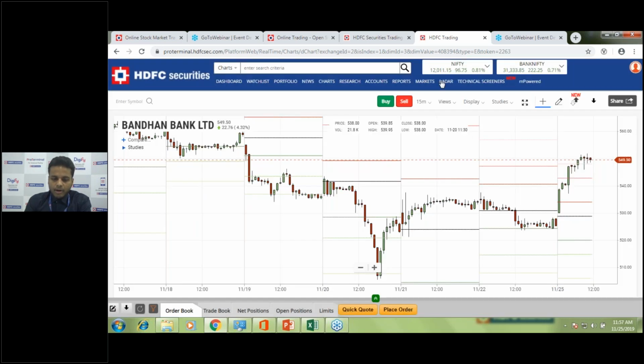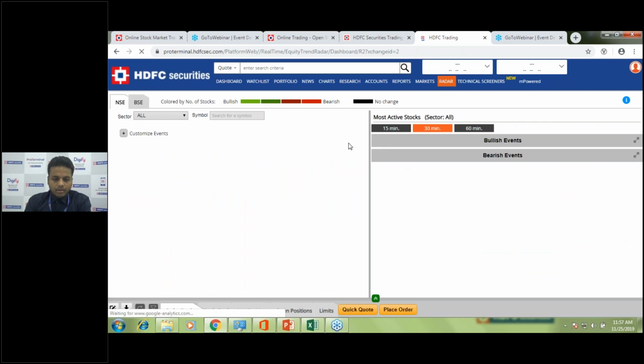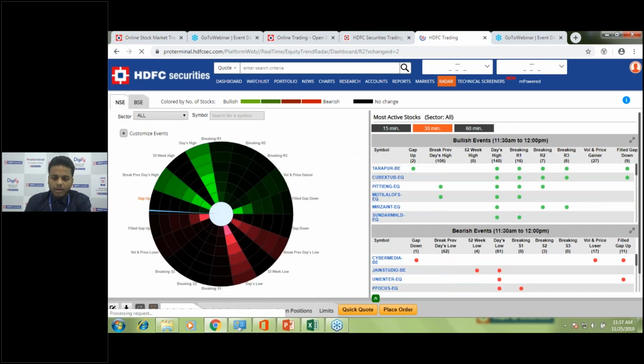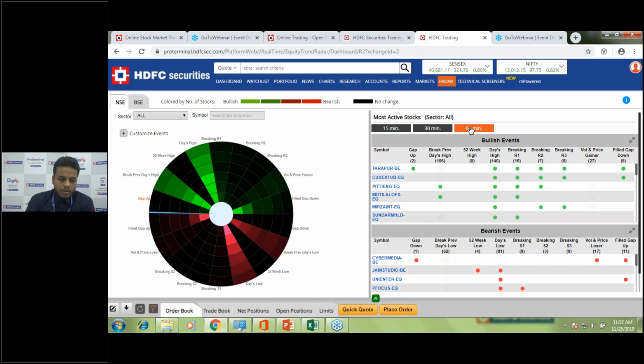Now again, going back to the radar, just like in the technical screener, even in radar we can select a different time frame. It's 15 minutes, 30 minutes, and 1 hour time frame. The higher the time frame is, the less the noise will be.